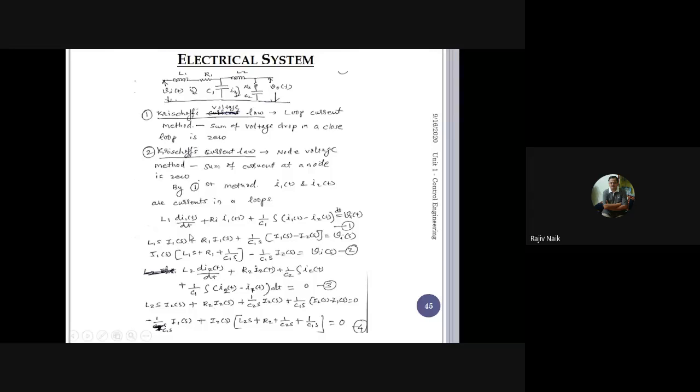That is the rate of change of current multiplied by the inductance, the voltage drop across the inductance. This is the first term. The second term is for this resistance R1: R into I is the voltage drop across a resistance, that is R1 into I1(t). Then the voltage drop across this capacitance. I1 is the current flowing in this direction. I am assuming the direction of the current as clockwise, this also clockwise, I2 also clockwise. If the assumed direction of the current is wrong, you will get negative results. If the assumed direction is correct, you will get the positive sign.